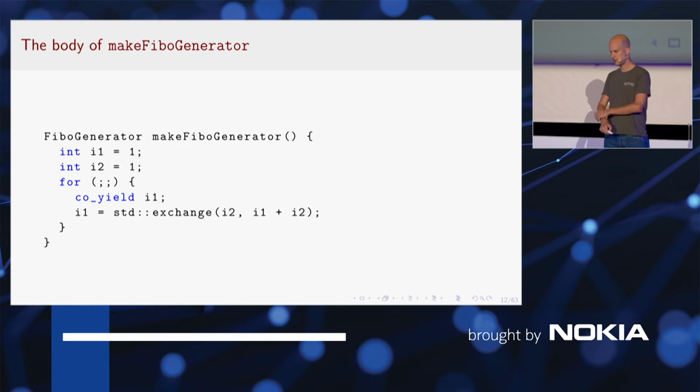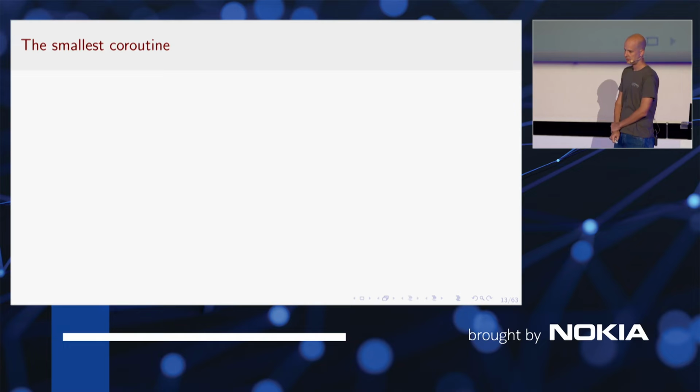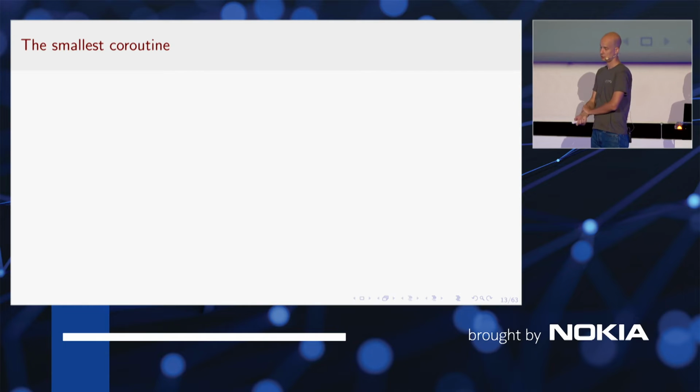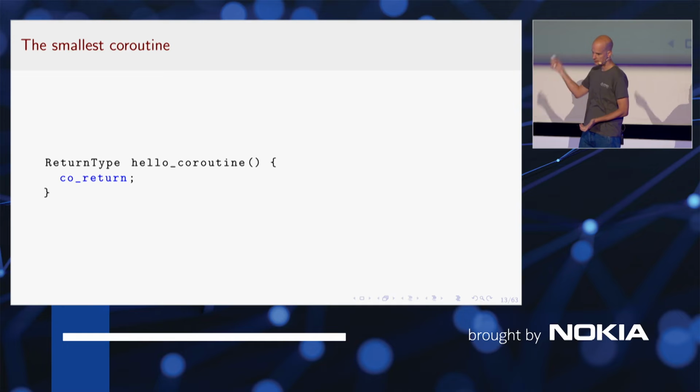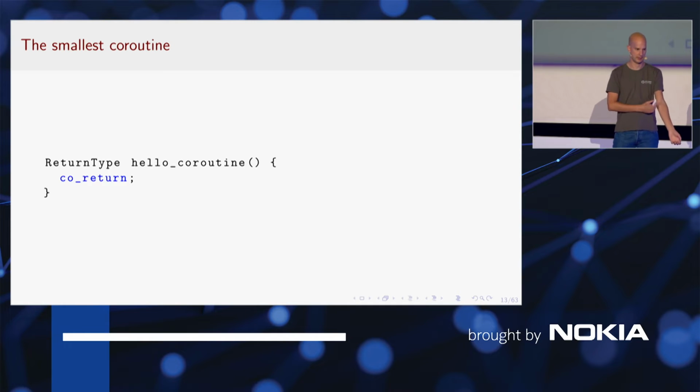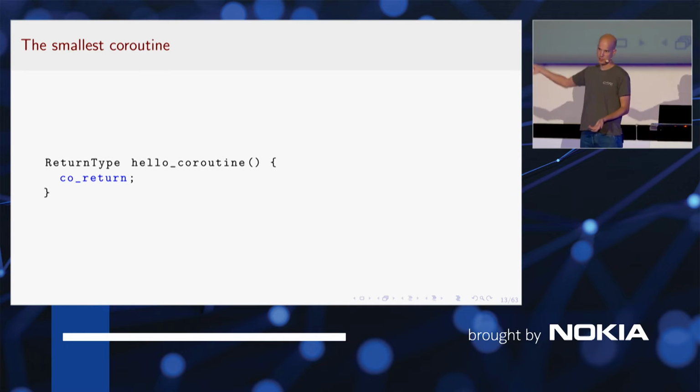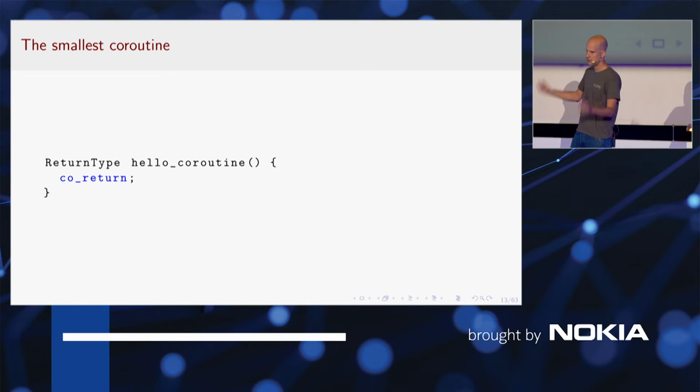And in order to understand this better, let's try even more simply to create the smallest possible coroutine that we can think of. So this is the smallest one that I could start with. The body of the function cannot be empty because you need one of the three keywords in there to turn it into a coroutine. So let's just have an empty return statement.